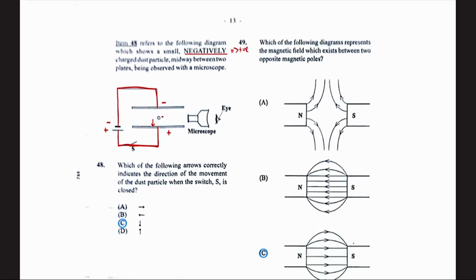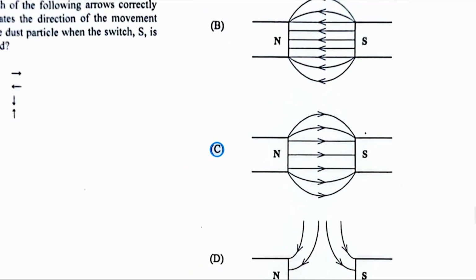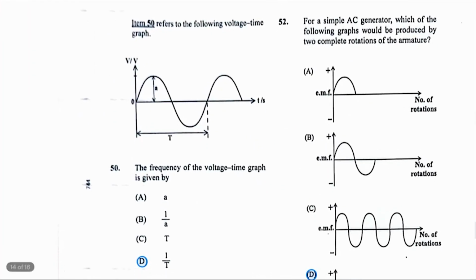Question 49. Which of the following diagrams represents the magnetic field which exists between 2 opposite magnetic poles? If we are talking about 2 opposite magnetic poles, then we're talking about a north and a south. Just remember that the magnetic field lines always go from north to south. So the answer is C. In item 50, they want us to figure out the frequency of the voltage time graph. So remember, frequency is 1 over time period, T. So the answer is D, 1 over T.